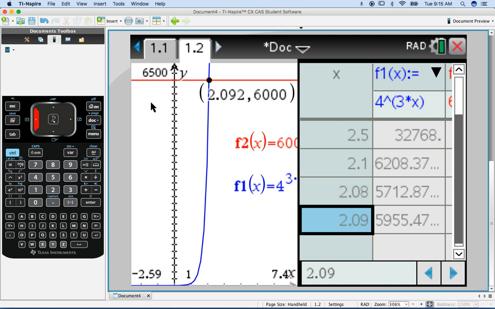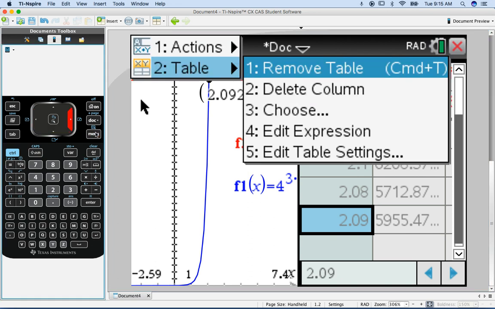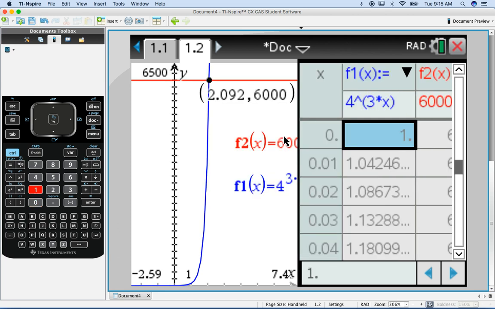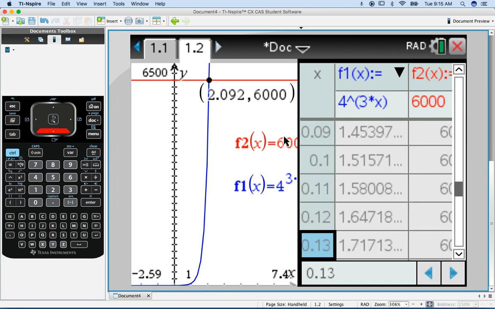Or you can even have the calculator just spit these out for you, so check this out. You can have the table set still have auto, but instead of jumping by one each jump, the way it did before, it had -3, -2, -1, 0, 1, 2, 3, those integer jumps. We could do it by smaller increments. We could say let's jump by 0.01 every single time.